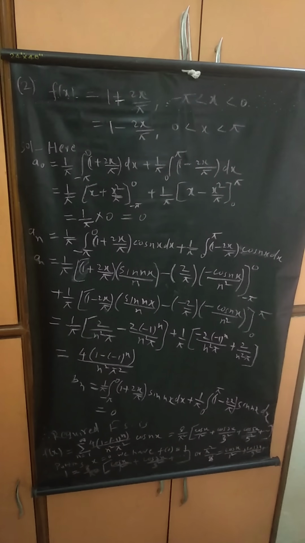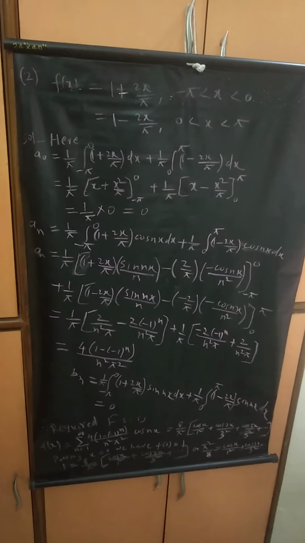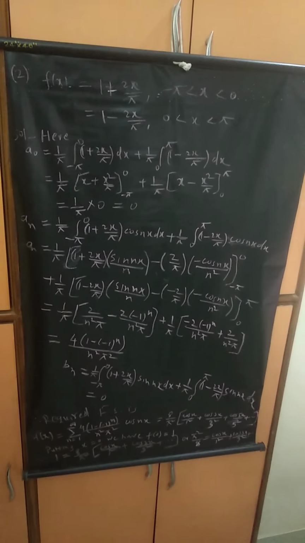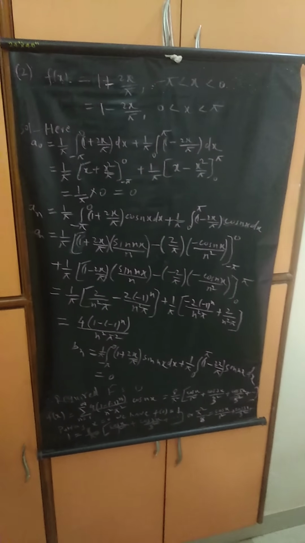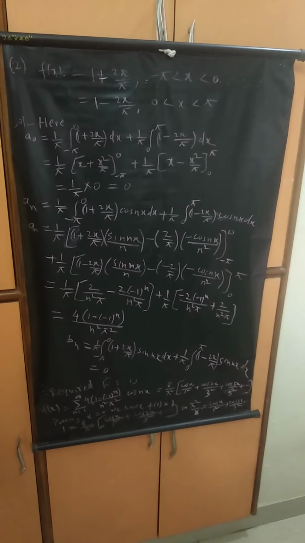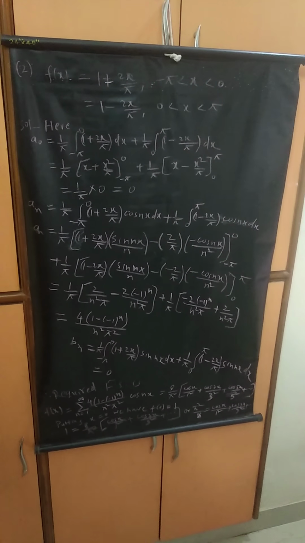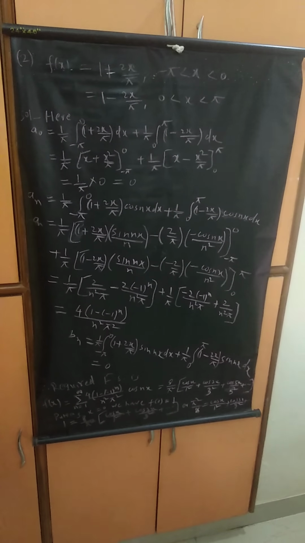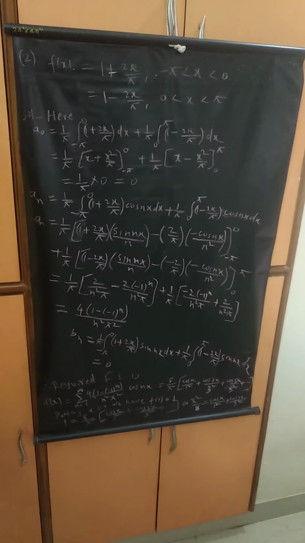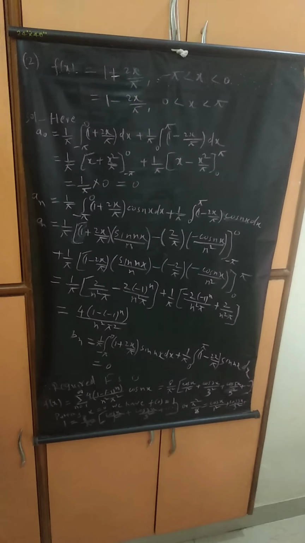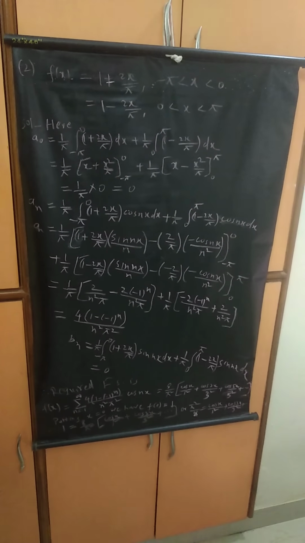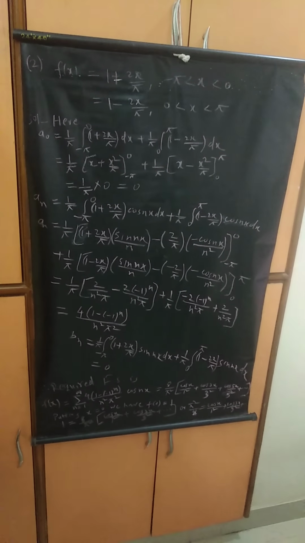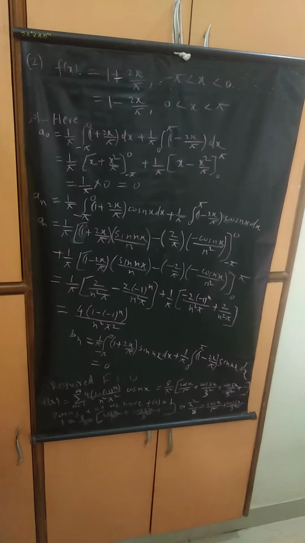The second problem on this Fourier series expansion is f(x). We have given f(x) is equal to 1 plus 2x by pi, where x lying between minus pi and 0, and f(x) is equal to 1 minus 2x by pi, where x lying between 0 and pi. So here the interval minus pi to pi is divided into two subintervals as minus pi to 0 and 0 to pi.